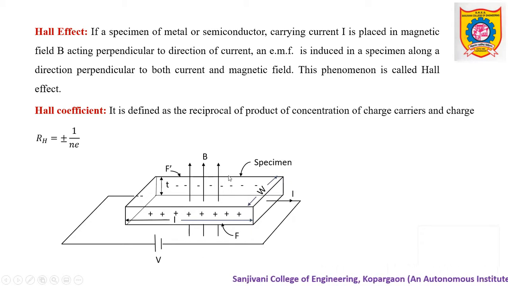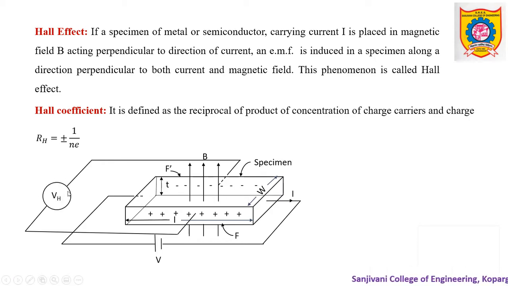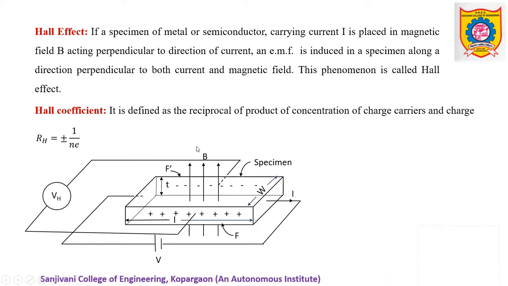Now we can measure this potential difference, that is voltage, by connecting wires along the surfaces F and F dash as shown in the figure. The voltage measured over here is called the Hall voltage, that is VH. The value of VH depends upon the values of current as well as magnetic field. That can be mathematically proved, and experimentally it is also well observable. If we increase one of the two, then VH is increased. So this is the concept of Hall effect.